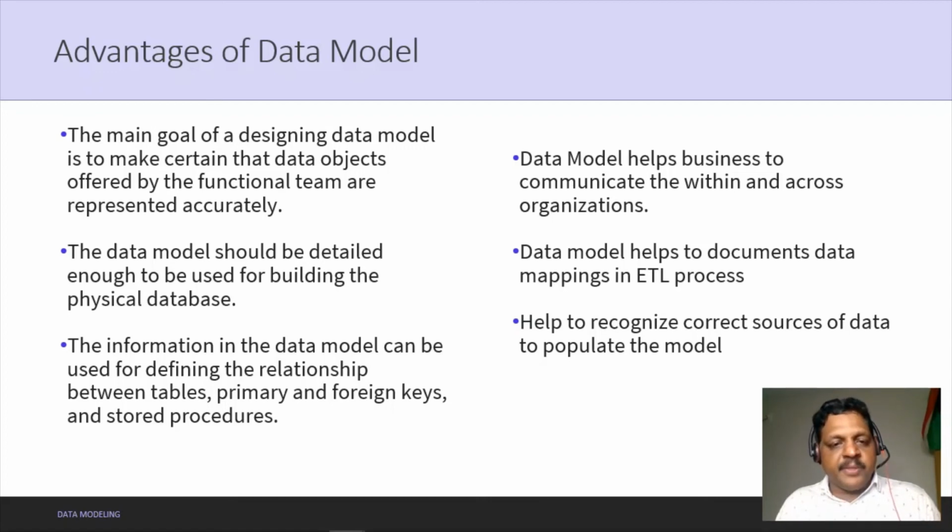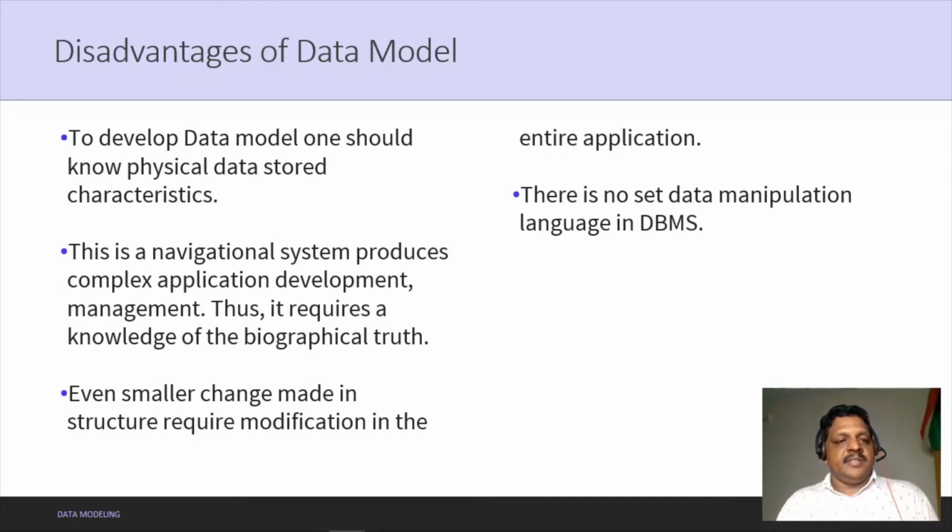Data model helps to document data mapping in ETL process. Helps to recognize correct source of data to populate the model. So as we have some advantages, there are also some disadvantages for the data model. To develop data model, one should know physical data stored characteristics. This navigation system produces complex application development and management. Thus, it requires a knowledge of the biographical truth. Even smaller change made in structure requires modification in the entire application. There is no set data manipulation language in DBMS.